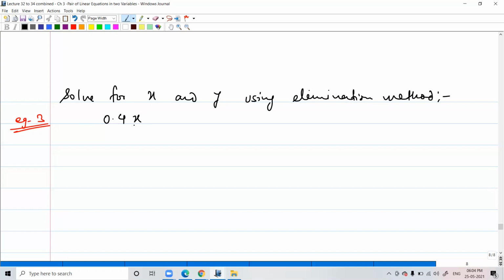So if you have 0.4x, 1.5y, 6.5, and here you have 0.3. Let's say this is 0.3.